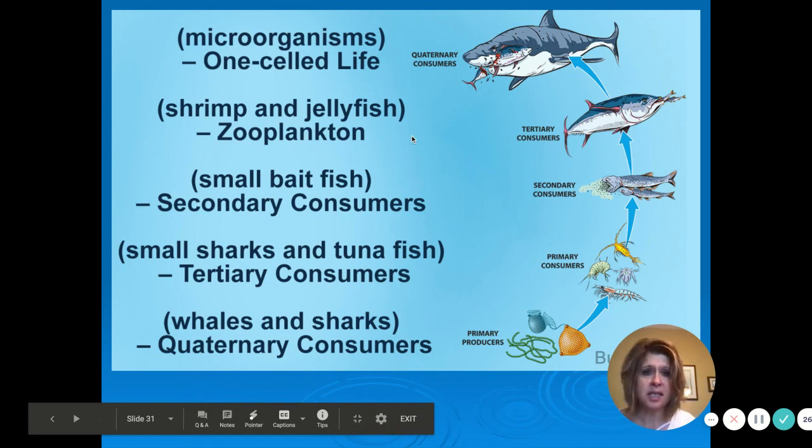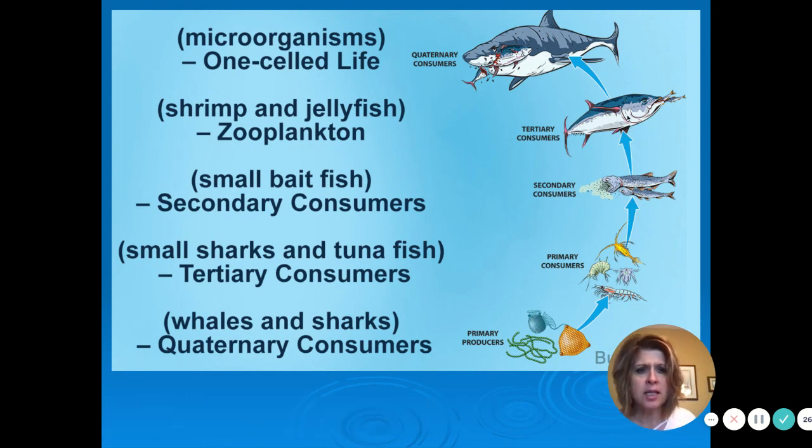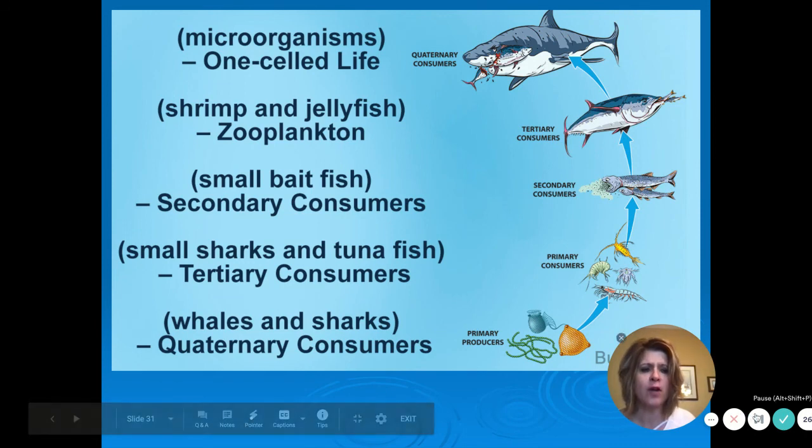Now look at this. This is showing the direction again in which the energy moves. We start with the producers. They have the most energy, and the energy is moved to the zooplankton and then to the fish until this one. And then the shark has the least amount of energy of all.